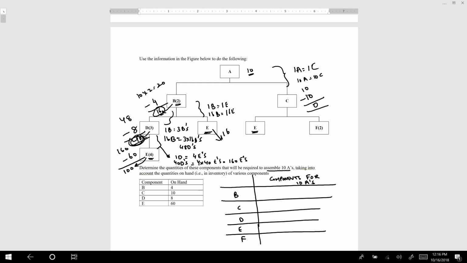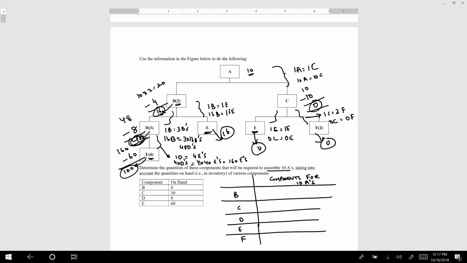How about this? My relationship here is 1C should be equal to 1E. So if I need 1C, I have to have 1E. So I need 0C. So that means I will require 0E. So this is 0. Similarly here, if you see 1C, I require 2F. So I need 0C's. So that will be 0F. So those are our answers.